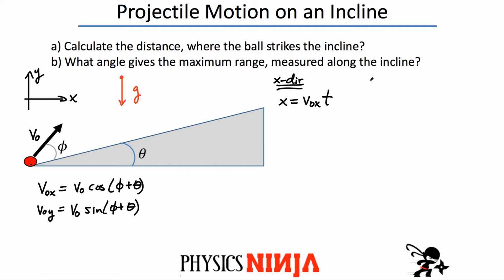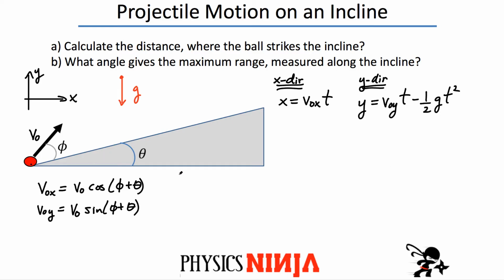How about in the y direction? Again, pretty straightforward. The y position, the vertical position, is my initial velocity in the y direction multiplied by time, and then minus 1/2 g t squared. Same equations you have for regular projectile motion.